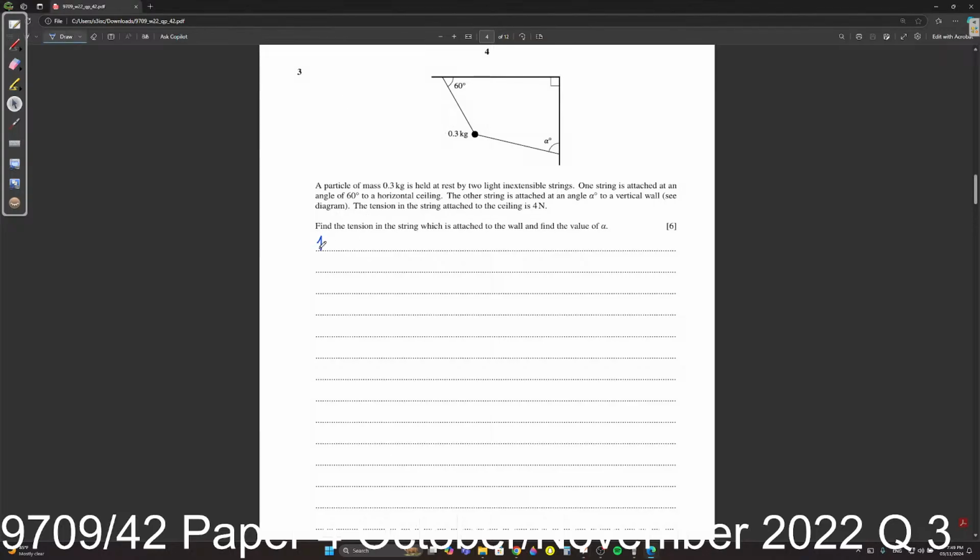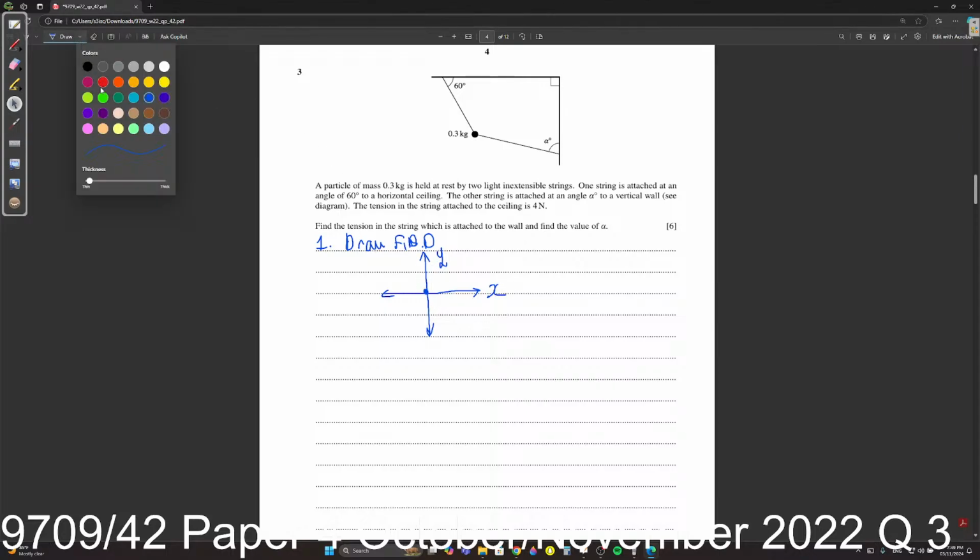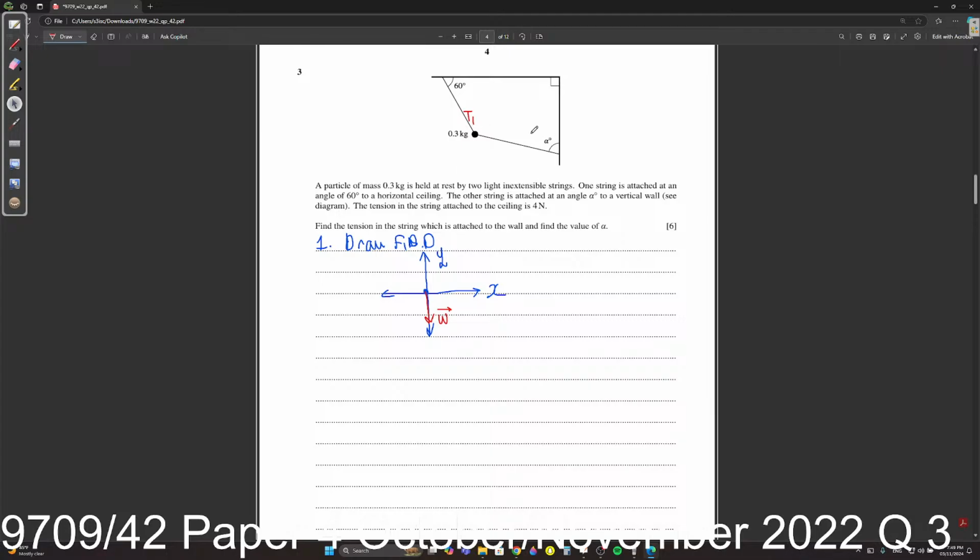So first, for step 1, we're going to say draw the FBD. For our particle, we're going to put it as a dot. We're going to start with our y-axis and then our x-axis. I'm going to start first with the particle. I'm going to draw its weight, right? It's not on any incline, so we're going to draw the weight like this. Now we have two tensions because it's two strings. Let's call them tension 1 and tension 2.